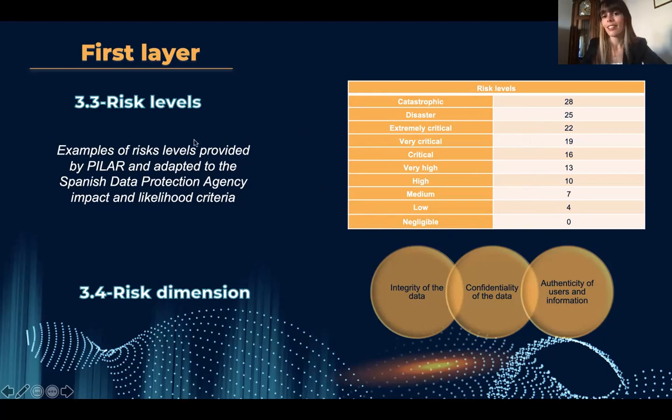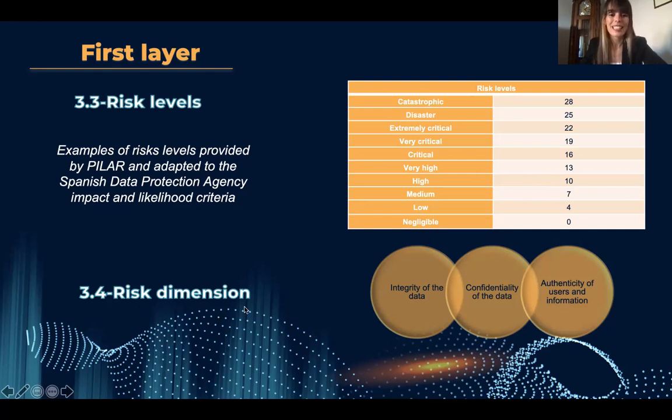In fact, this is an adaptation of the risk level scale provided by the risk management software PILAR, but adapted to the likelihood and impact criteria that are provided by the Spanish Data Protection Agency.